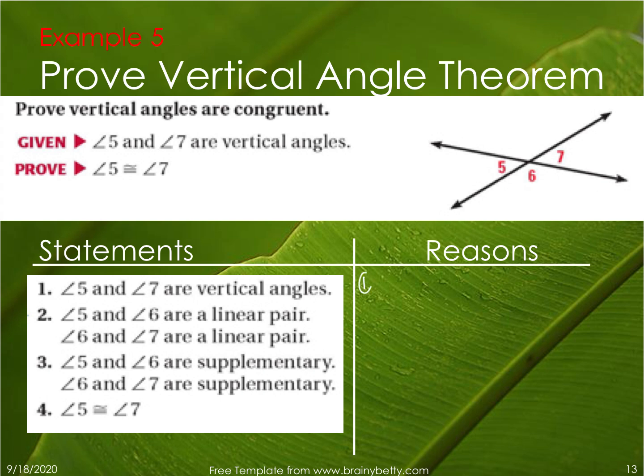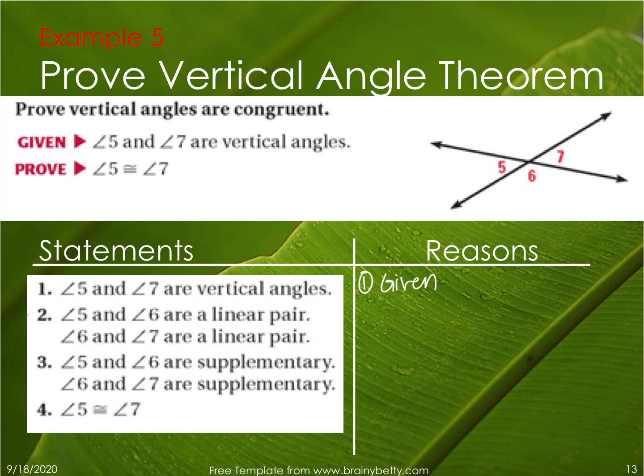Given, always. Do not forget that, please. You're going to have given on there. Now look at the next one. Angle 5 and angle 7 are vertical angles. Angle 5 and angle 6 are a linear pair. Angle 6 and angle 7 are a linear pair. If I'm going from something vertical to linear, what would it be? Vertical to something linear. You guys can look back in your notes. Vertical to something linear. It is a definition of something.